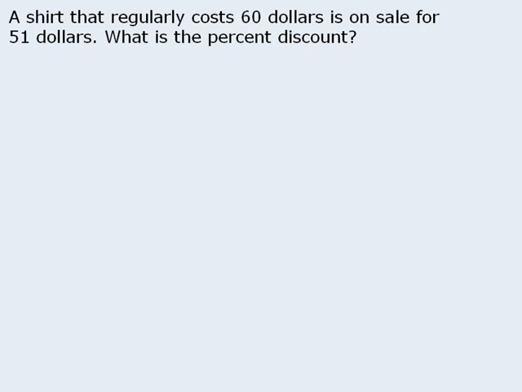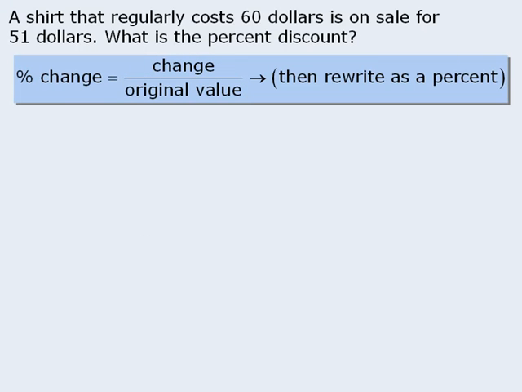Alright, now let's solve the same question using the other percent change formula. So, to find the percent change using this formula, we first find the change in price, which is 60 minus 51, and this is divided by the original price, which is 60. When we simplify the numerator, we get 9 over 60.